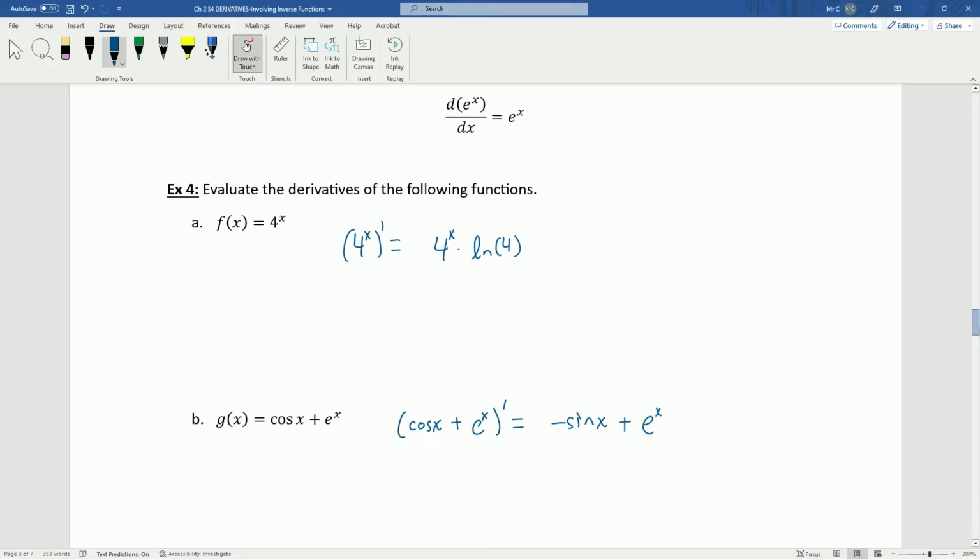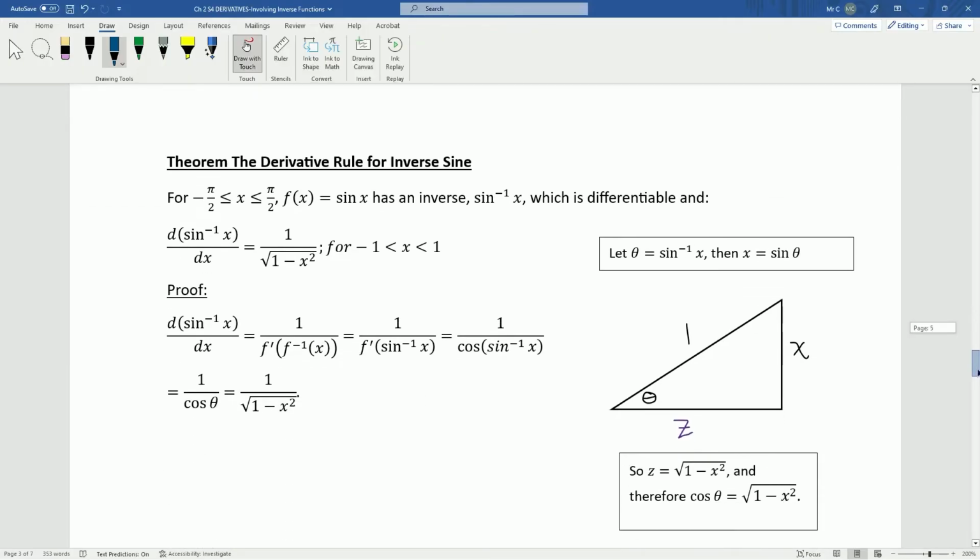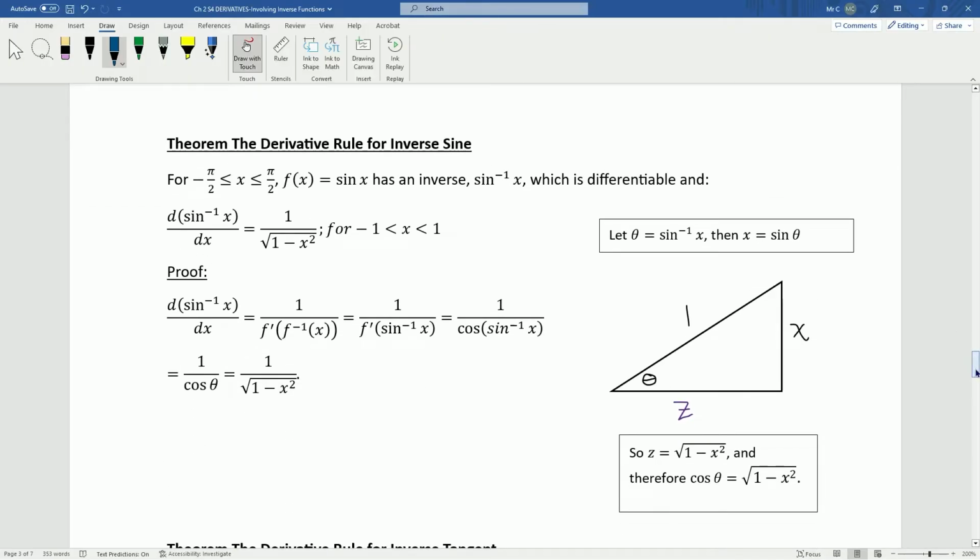Okay, so let's go ahead and move along. So now we're going to look at some more inverse functions. So here we're going to look at the derivative rule for inverse sine. So the trigonometric functions are not typically invertible, or they're not actually invertible because they're not one-to-one functions.